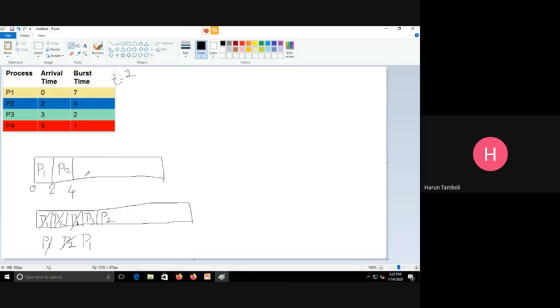This is after 4 seconds. What happened after 4 seconds? P2 gets context switched, so it goes to the ready queue, and the next process, P1, which is in the ready queue, gets the CPU. It is not going to get P3.